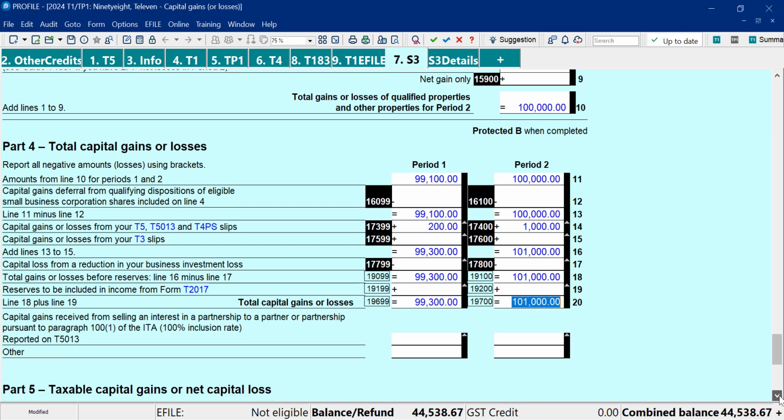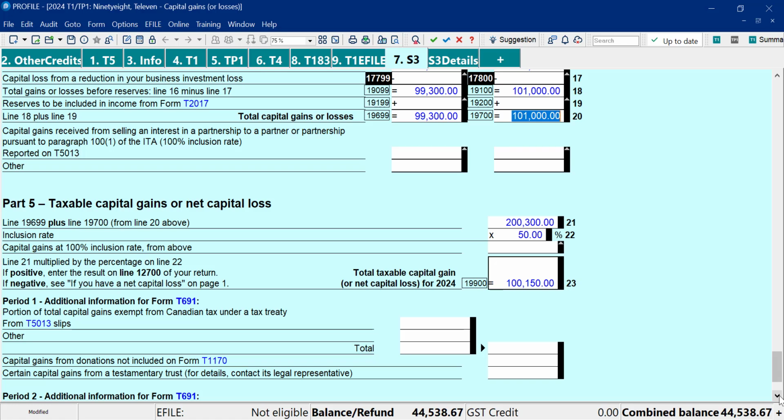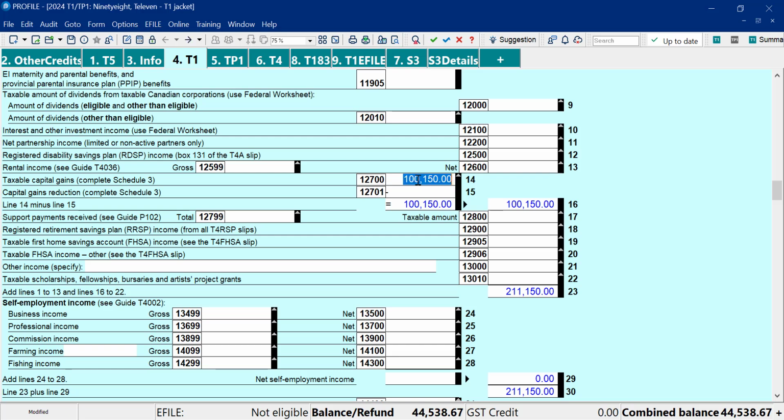I've got a total for each period. If I scroll down, Part 5, the taxable capital gain, adds the amounts from the two periods, and the inclusion rate is 50%. The inclusion rate for the whole of 2024 is 50%. Add the two together, get the amount on line 21. 50% of that is on line 23. And if I go to the T1, I can see it's reported on line 12700, similar to prior years.